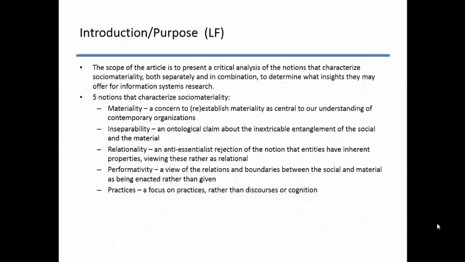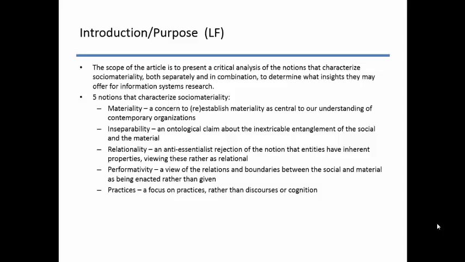The scope of the article is to present a critical analysis of the notions that characterize sociomateriality, both separately and in combination, to determine what insights they may offer for information systems research. There are 5 notions that characterize sociomateriality. They are materiality, inseparability, relationality, performativity, and practices.